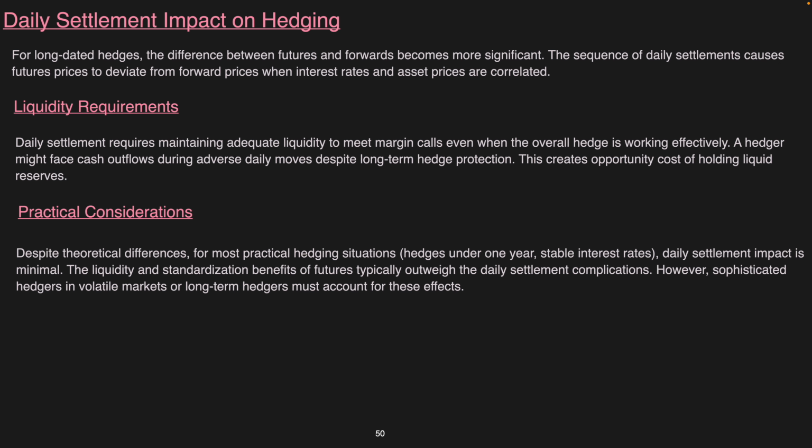So what are the practical considerations? All these theoretical differences, for most practical hedging situations, the daily settlement impact is very minimal. Why is it minimal? Because at the end of the contract, the future price will converge to the spot price. So the liquidity and standardization benefits of futures typically outweigh the daily settlement complication. It means you are taking a futures position for a particular reason, for hedging your portfolio. So daily profits or losses should not affect your main objective of portfolio management and hedging your portfolio using the futures contract.